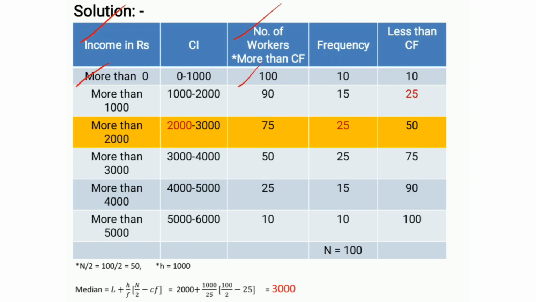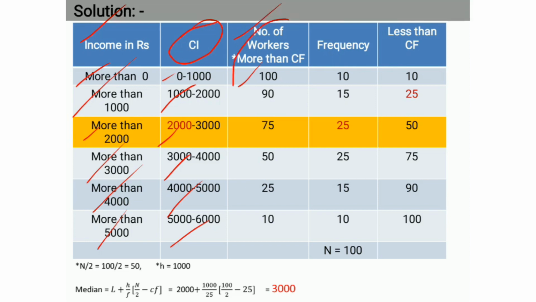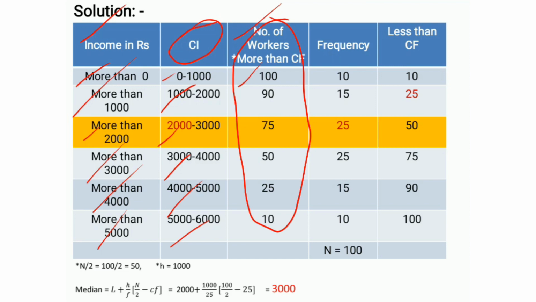So we need to convert these more than values into class intervals. This is very important. We need to get class intervals from 0 to 1000, 1000 to 2000, 2000 to 3000, 3000 to 4000, 4000 to 5000 and 5000 to 6000. But what is given here is not your frequency, this is more than cumulative frequency. If you apply this as frequency value, your answer will be wrong.